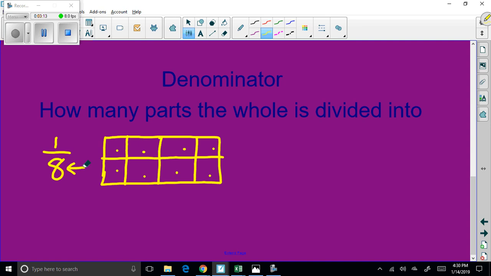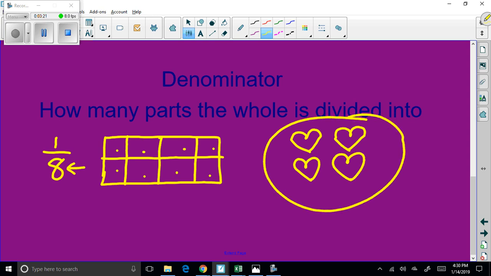That's our denominator. If we were dealing with a group of things and we had hearts, because this is an entire group of something, and I have 4 hearts, one heart represents 1 out of 4. So 4 would be my denominator because that's how many hearts are in the total group of objects. Then 1 heart out of all 4 represents 1 part of the group.